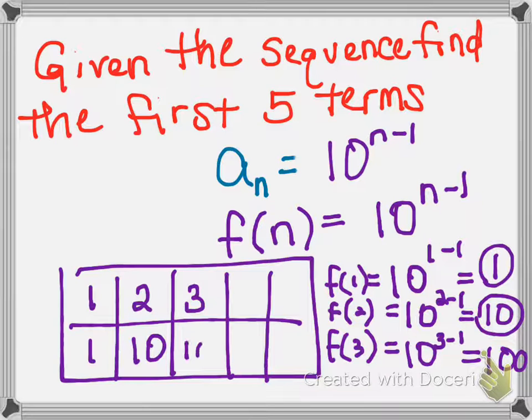And after that, we don't even need to plug things in because we can see that this pattern is just multiplying by 10 every time. So we can say the 4th term is going to be 1,000. And the 5th term is going to be 10,000.